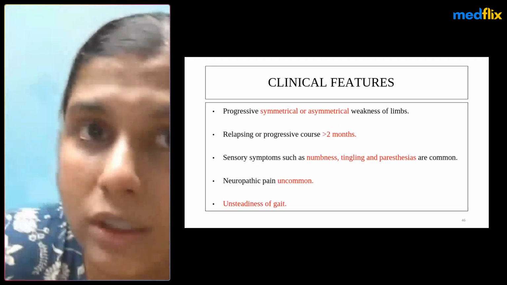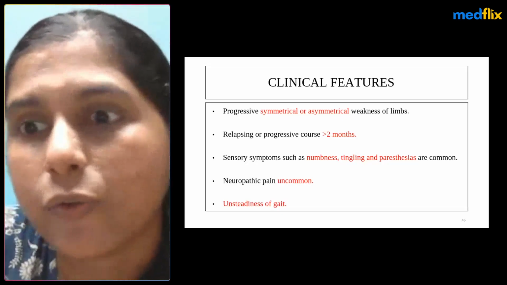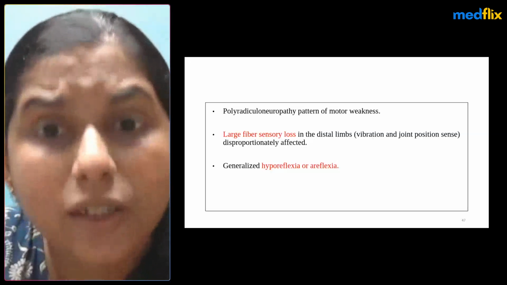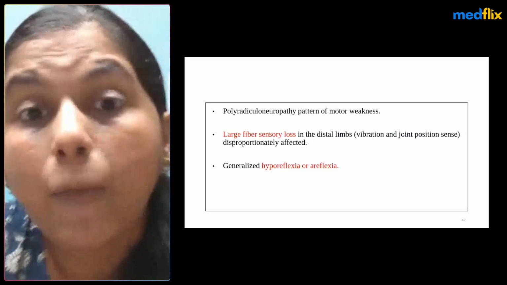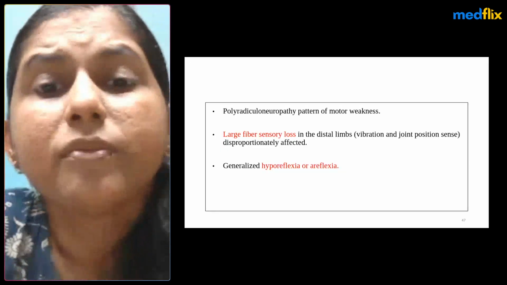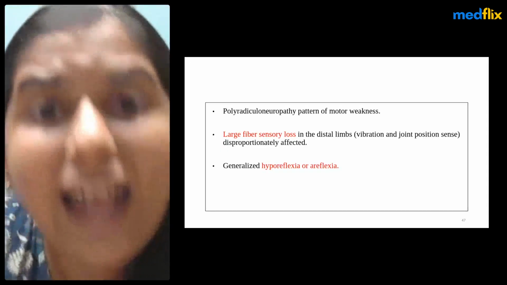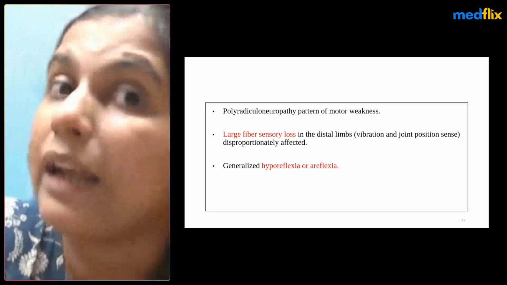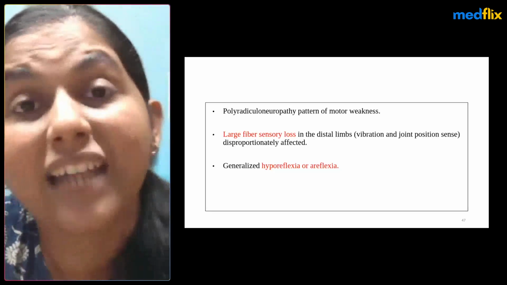Neuropathic pain is not that common, and patients usually have unsteadiness of gait because large myelinated fibers are usually involved. They usually have a polyradicular neuropathy pattern of weakness because of involvement of the motor roots, and they have large fiber sensory loss, and generalized, again, to reiterate, the demyelinating variant especially has generalized hyporeflexia.